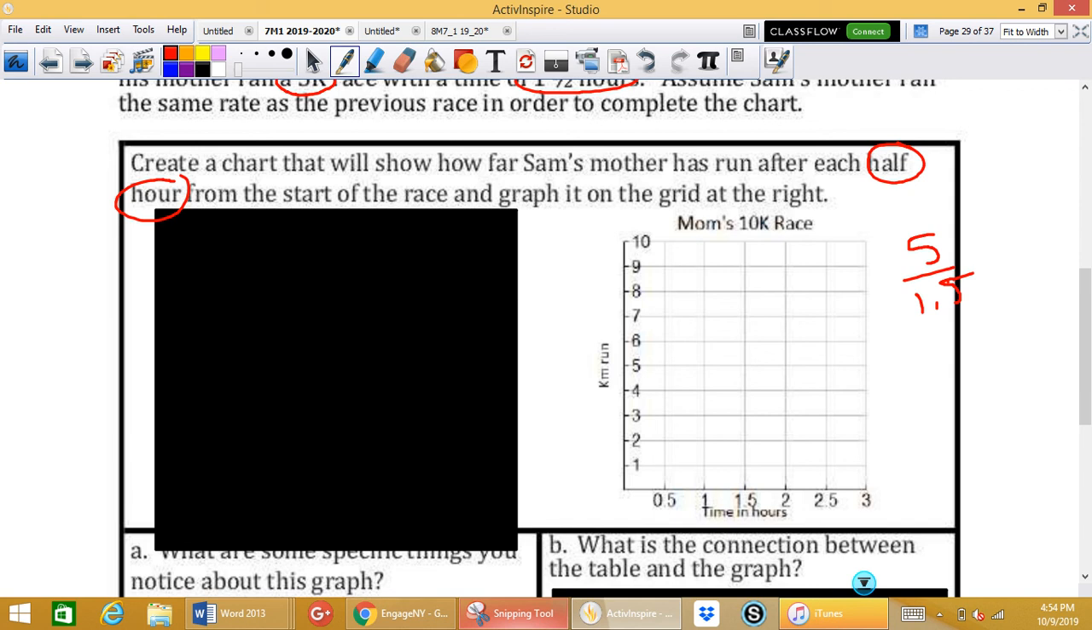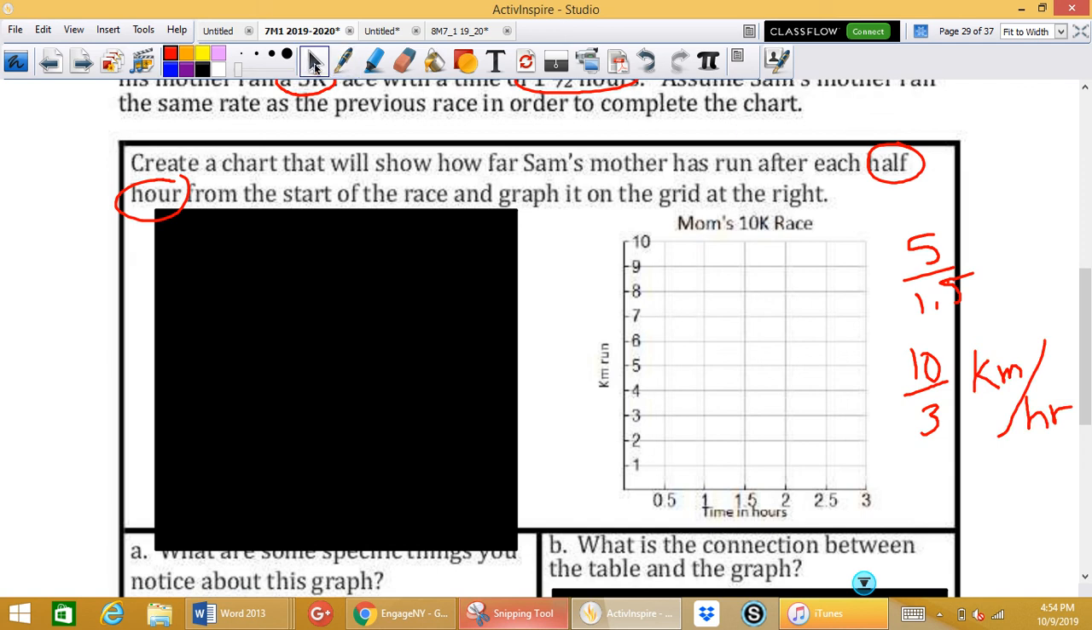it is 3 2/3. So we're going to have to use the fraction equivalent, and we're going to have to change it into a mixed fraction or an improper fraction. So it's going to be 10/3. So she can run 10/3 of a kilometer per hour. Okay.